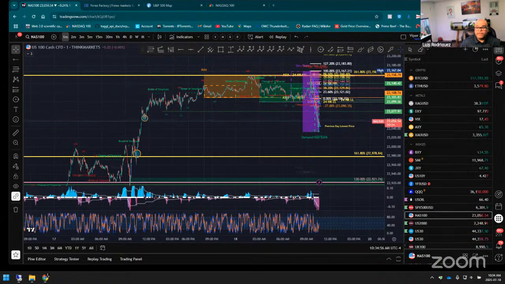ES 500 is moving up. Remember, family, if you're trading NAS, always visualize the movement of ES 500. ES 500 is the leader of everything.